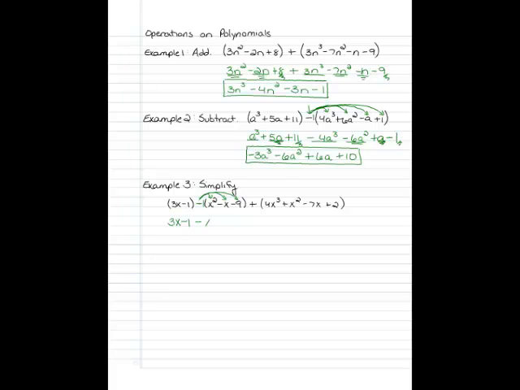So negative 1 times x squared gives us negative x squared. Negative 1 times negative 1x is positive 1x, or just x, plus 9. And then plus, the third polynomial here is 4x cubed plus x squared minus 7x plus 2.